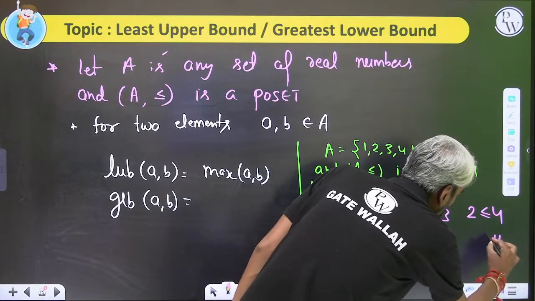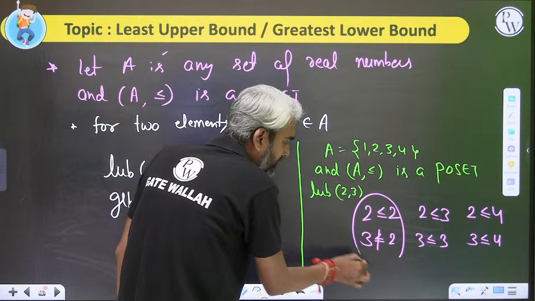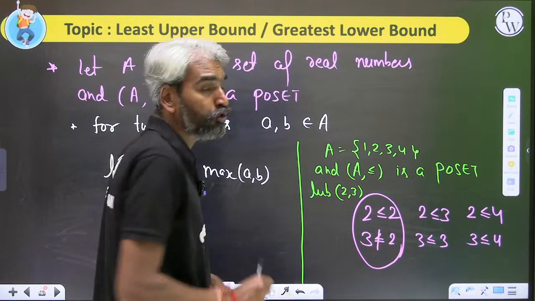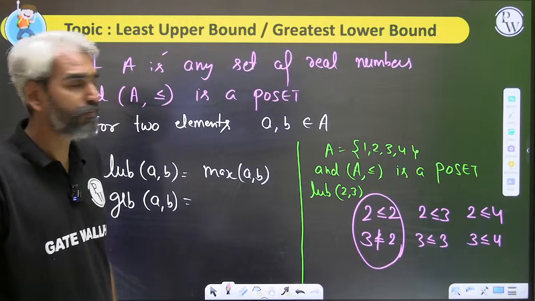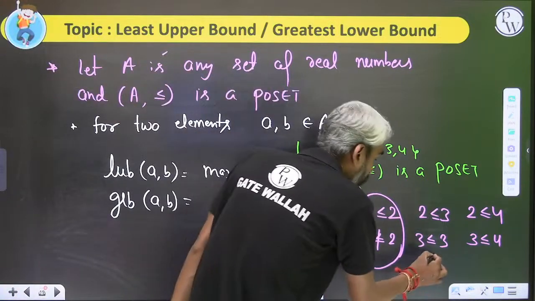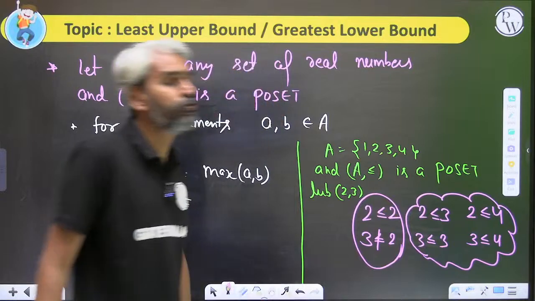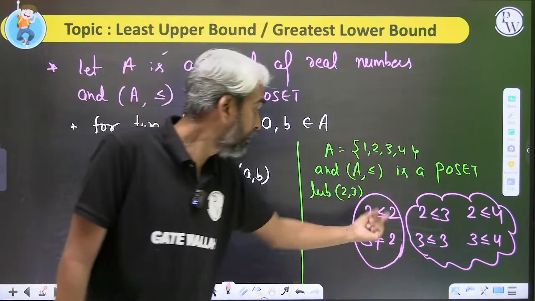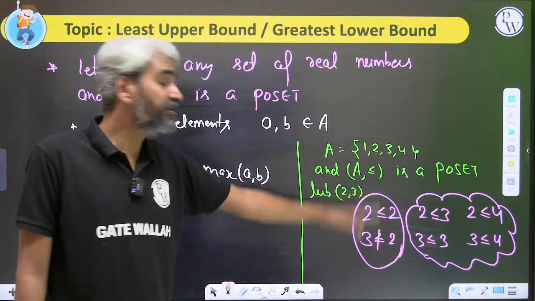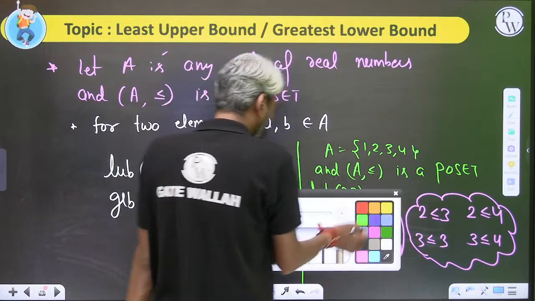As well as 4 is on the upper side of 3. So because 2 is not on the upper side of both 2 and 3, therefore 2 cannot be the upper bound of 2 and 3. But do you realize that both 3 and 4 are the upper bounds of 2 and 3, because both 3 and 4 are on the upper side of 2 and 3 with respect to the relation less than equals to? So both of them are the upper bounds.